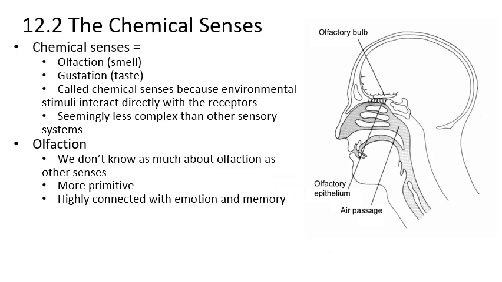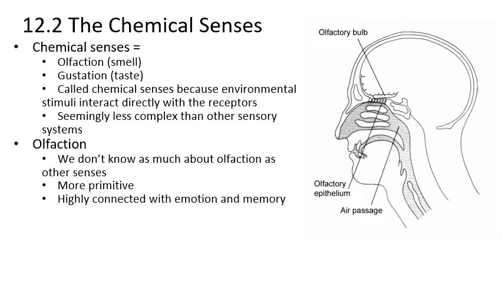Moving on to Section 2, the chemical senses. The chemical senses include olfaction, which is the sense of smell, and gustation, the sense of taste. They are called chemical senses because the environmental stimuli interact directly with the receptors in these two senses. They appear to be less complex in general than other sensory systems, so we are going to cover them in a little less detail. But there's also a lot we don't know, especially about olfaction.